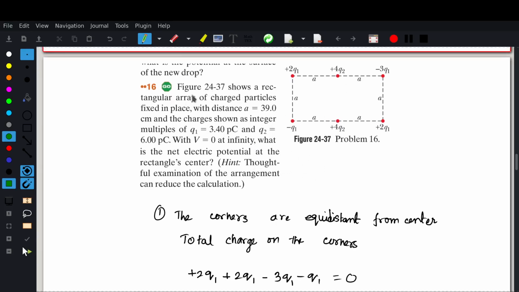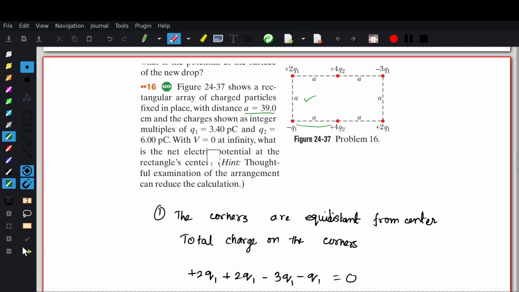Okay. So this shows a rectangular array of charged particles fixed in place with distance a equal to 39 centimeter. The charges are shown as integer multiples of q1 equal to 3.4 and q2 equal to 6 picocoulomb, with V equal to 0 at infinity. What is the net electric potential at the rectangle center? There is a hint which tells us that thoughtful examination of the arrangement can reduce the calculations.